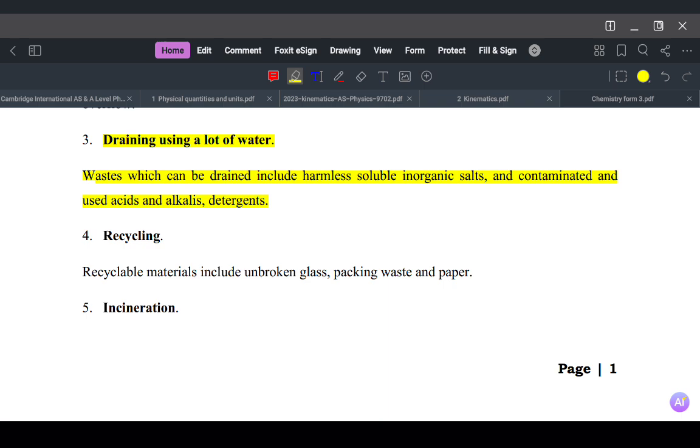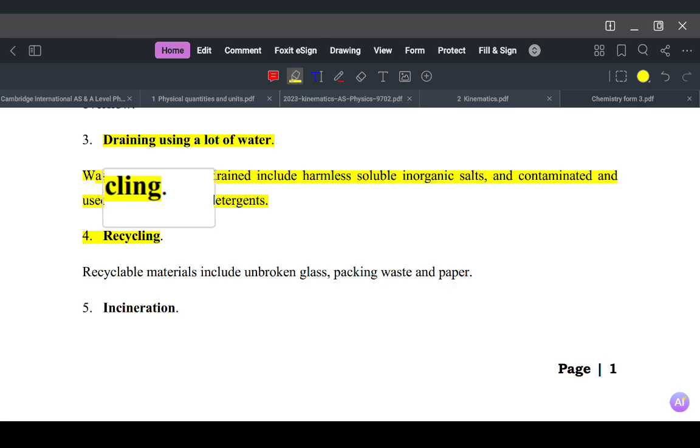So wastes which can be drained include harmless soluble substances, organic salts, and contaminated, as well as used acids and the alkalis, including detergents. Detergents are the cleaning chemicals, right, such as soaps. These can be drained into the drainage system of your laboratory.